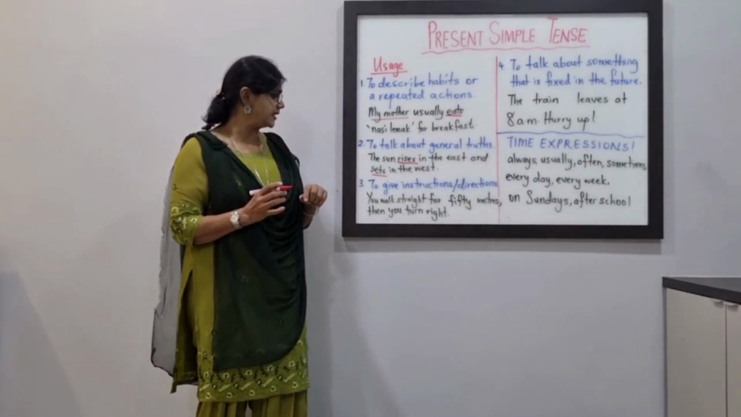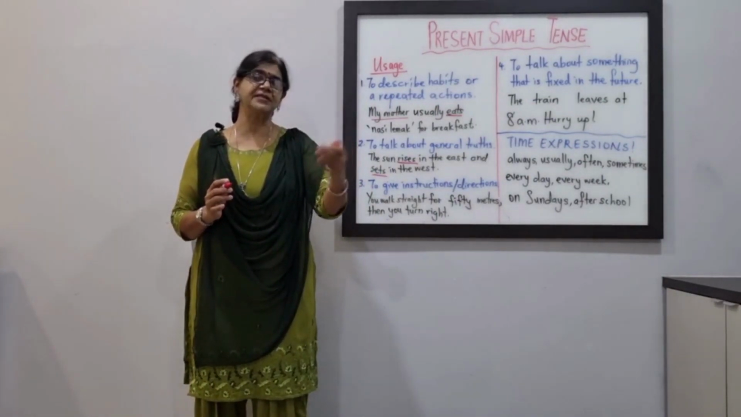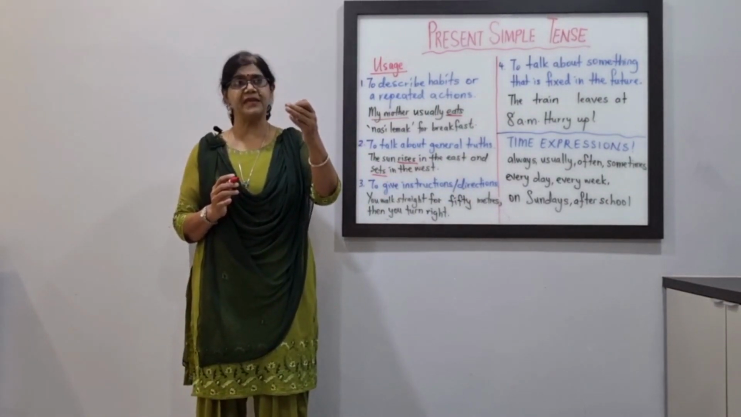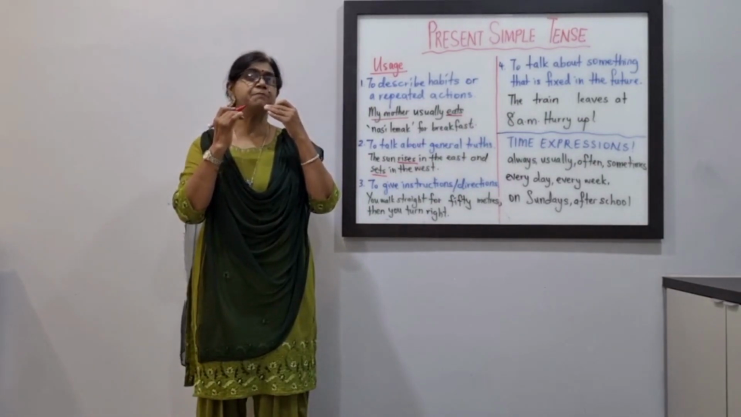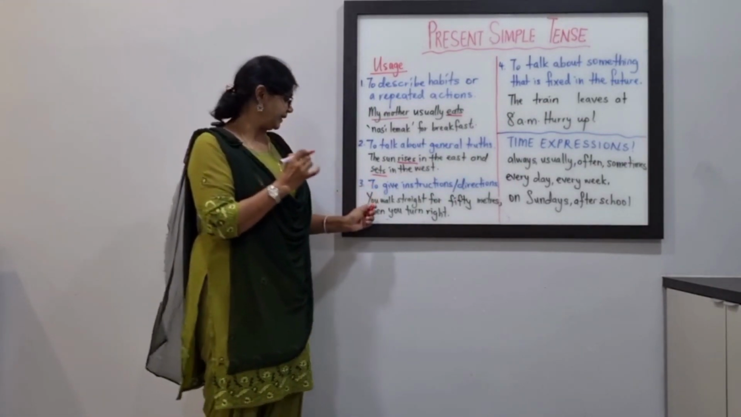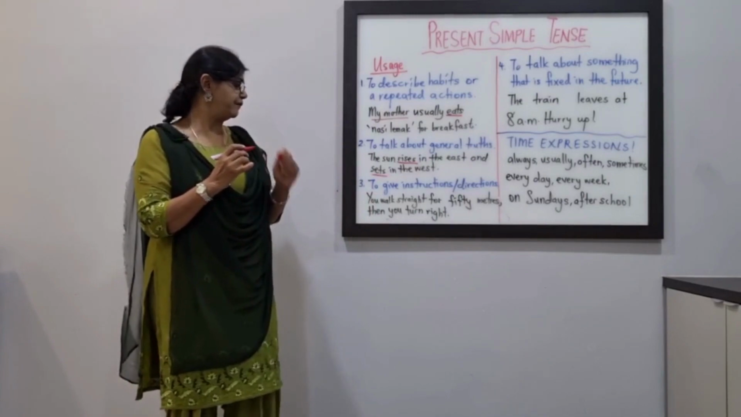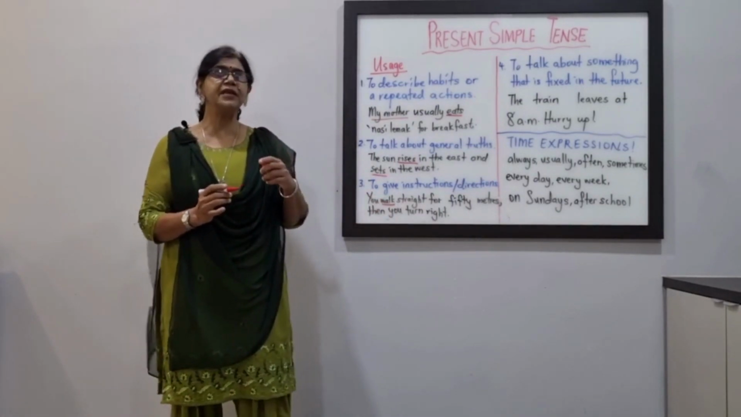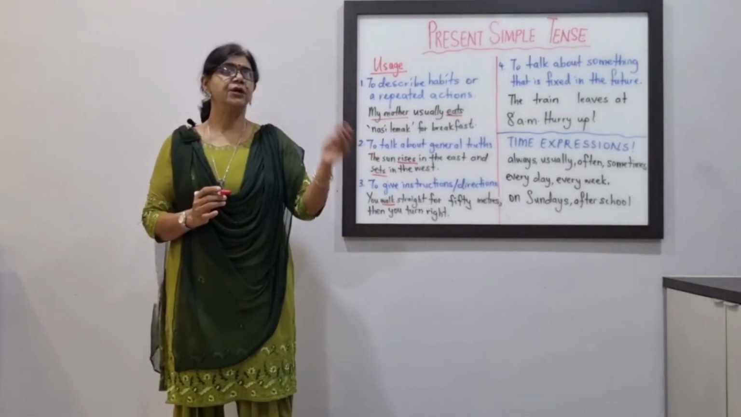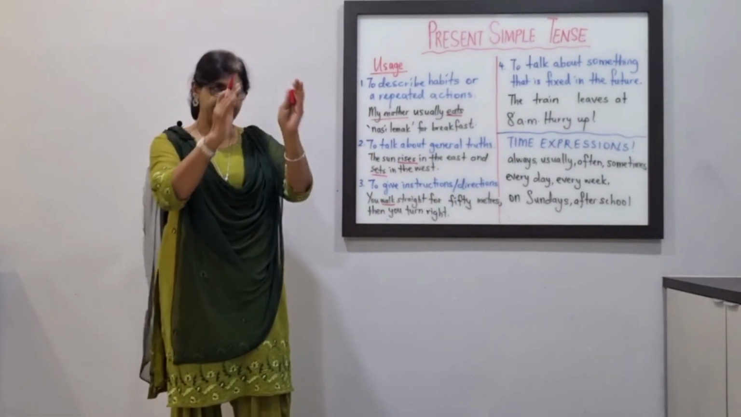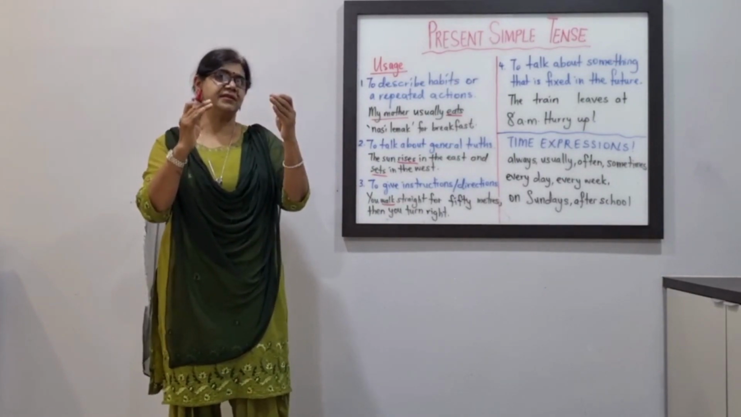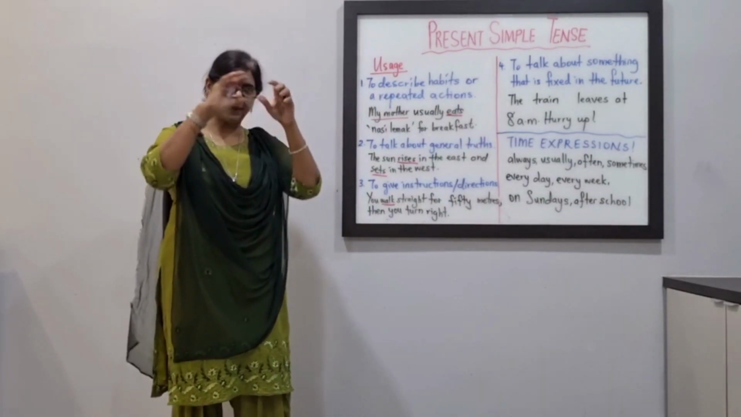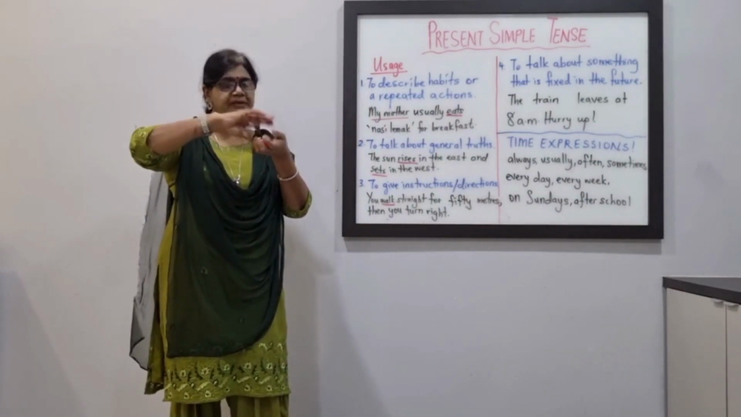The third usage is to give instructions or directions. When we are directing someone to do something, we must use simple present tense. Like this. You walk straight for 50 meters. This one should be in present simple tense. You cannot say you walking, you walked, you will walk. It is wrong. We are directing someone, we are giving instruction. You go straight. Okay, you turn left. You open the cap. You take the tin.